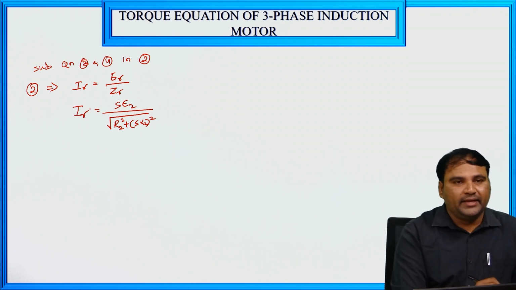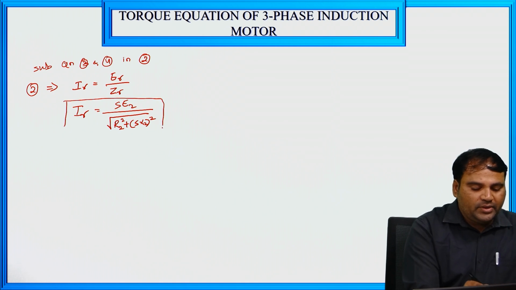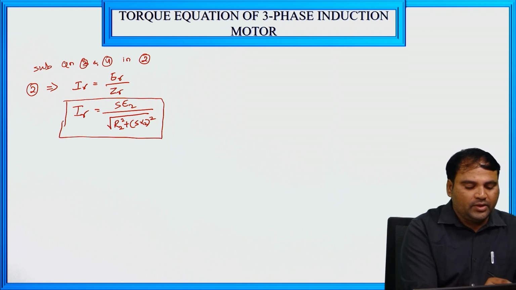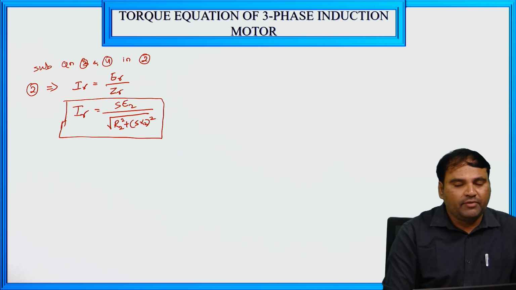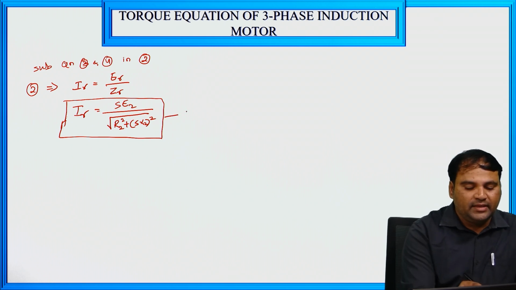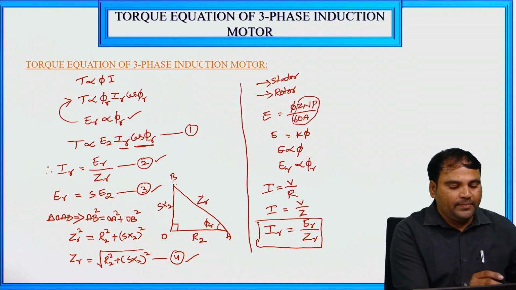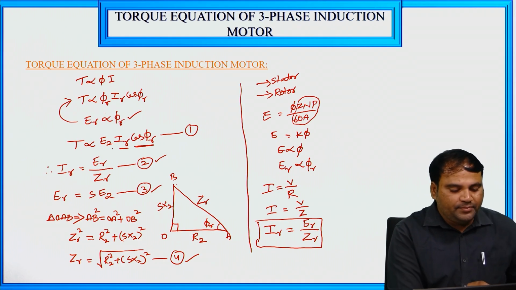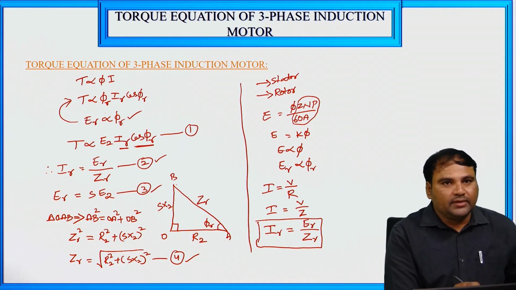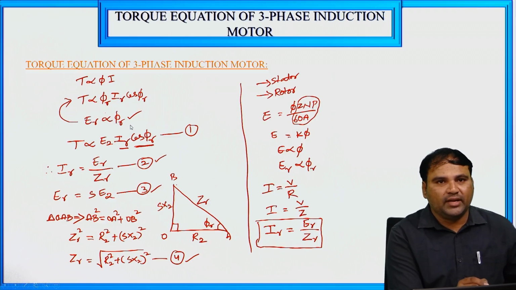So the rotor current equation: IR equal to S into E2 divided by under root of R2 square plus S X2 whole square. Let us take this as equation number 5. So in this equation, IR is the rotor current, equal to S E2 divided by under root of R2 square plus S X2 whole square.